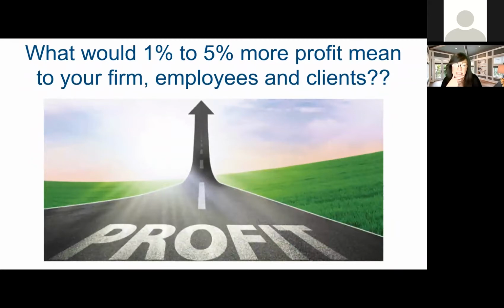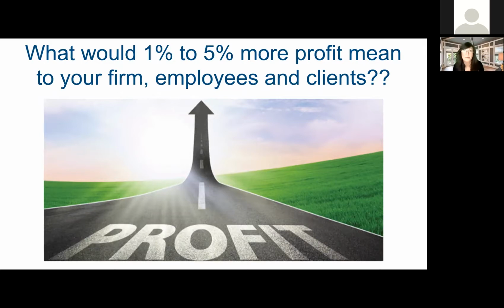So the first thing that I want you to think about is that utilization directly affects profit. And so what I want you to think about is, if you had 1 to 5% more profit in your firm, what would that mean? What would you do with that extra profit? What would it mean to your company as a whole and the owners of your company? What would it mean to your employees? Because hopefully if you make more money, you're going to share some of the wealth with your staff. And even what would it mean to your clients? Does it mean you can deliver better service? That you can hire more people, that you can expand your offer, whatever that looks like. I want you to write that down.